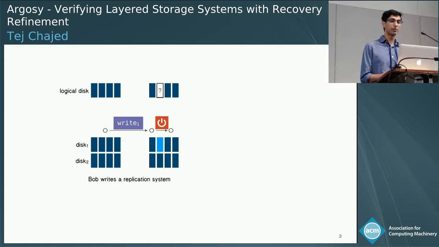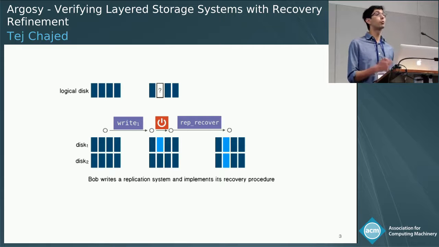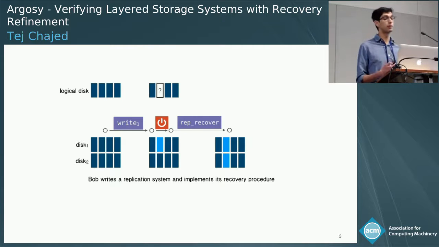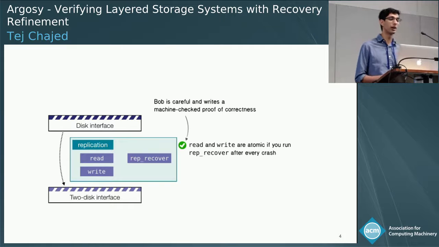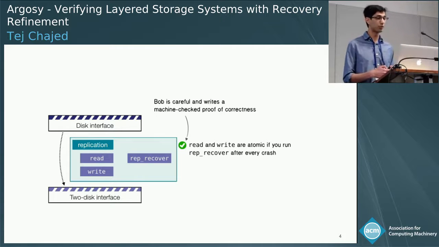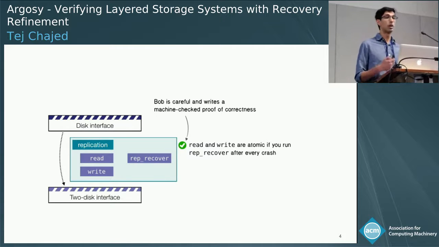But Bob knows how to handle this. He writes a recovery procedure, which we then run after every crash to restore the invariants of the system. The way this recovery procedure works in this case is it resynchronizes the disks by copying from the first disk to the second. And Bob is a careful guy, so he writes a machine-checked proof that his implementation is correct. That is, the read and write operations are atomic and have the right behavior, as long as you run rep recover after every crash. And because he's using the latest verification infrastructure, his proof also handles the case of crashes during rep recover itself.